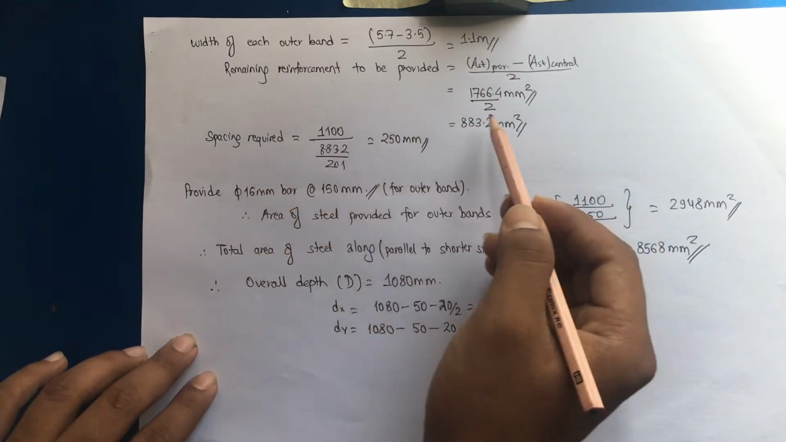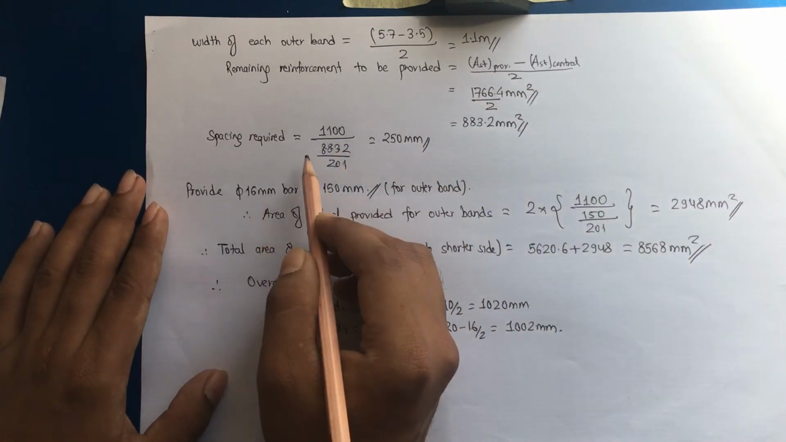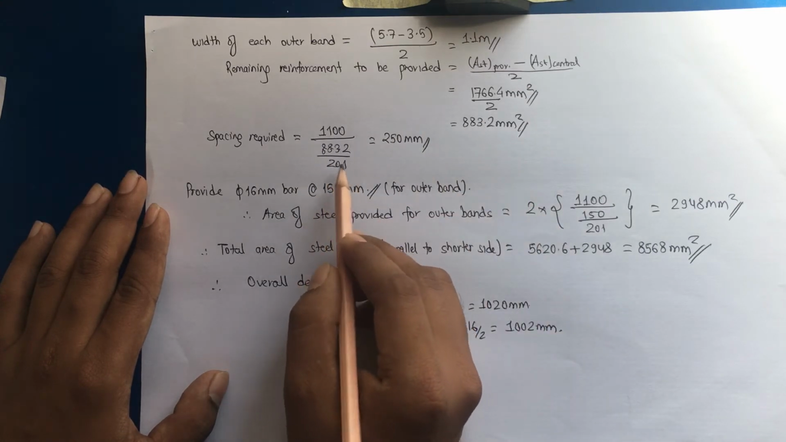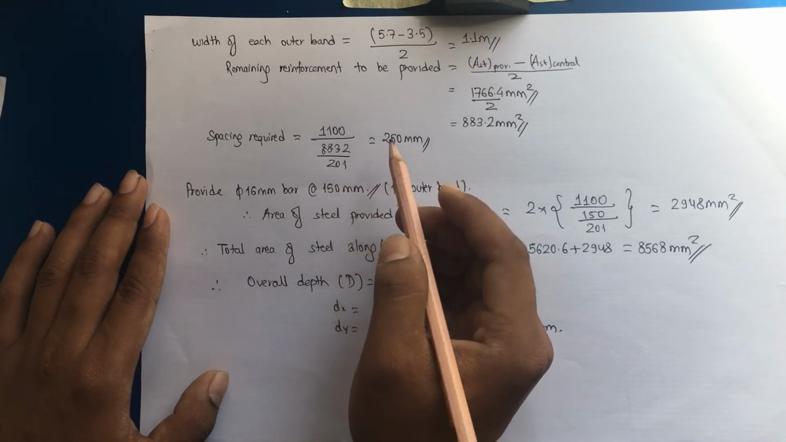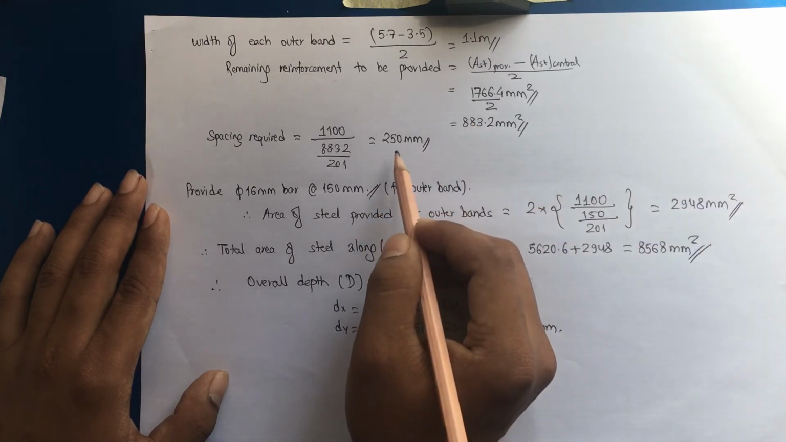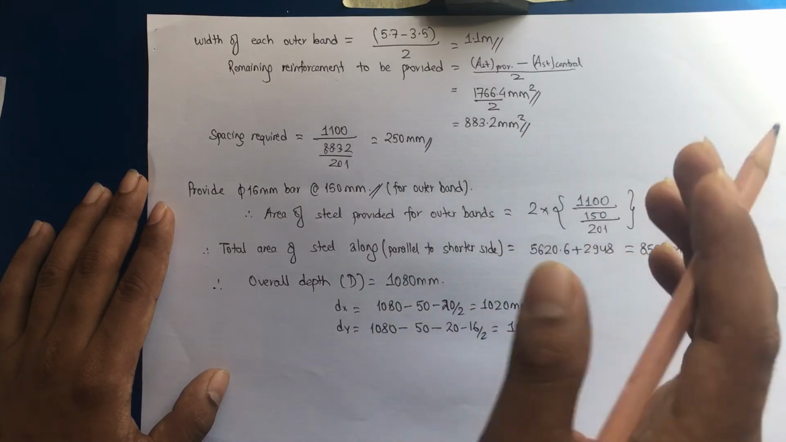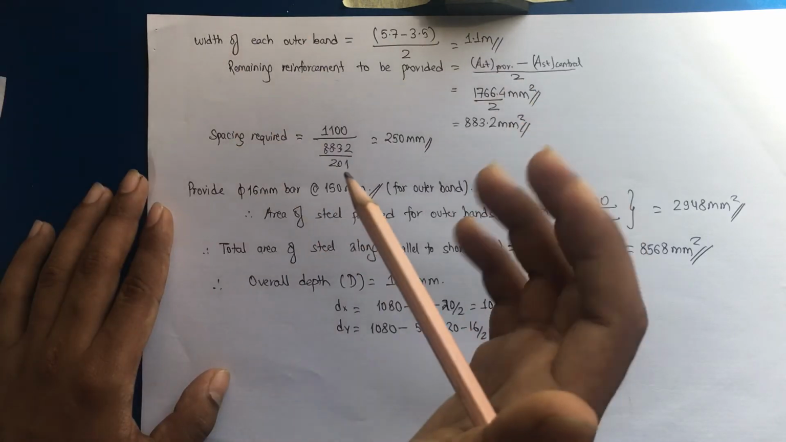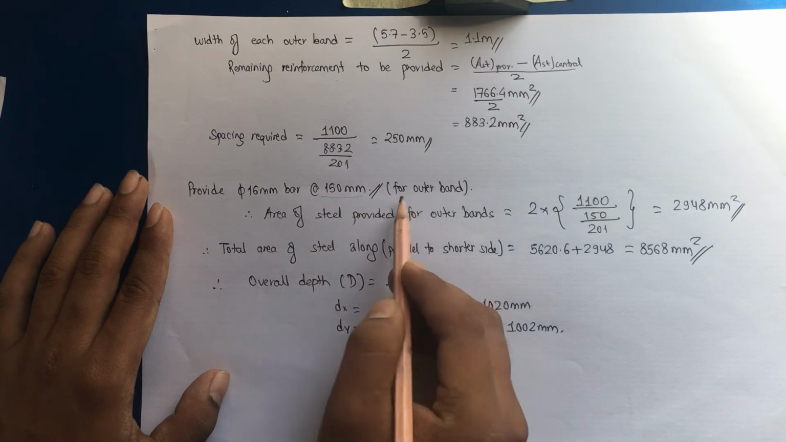The spacing required, considering 1100, that is the width of the outer band, divided by the area of steel provided 883.2, divided by 201, the area of an individual bar, providing 16 mm bars. So this comes as 250 mm. So we would provide a bar at a spacing of 250 mm, but considering the crack spacing, that is, the spacing to avoid cracks, which should be less than 180 mm, and considering the multiple of 25, we will provide a 16 mm bar at 150 mm for the outer band.